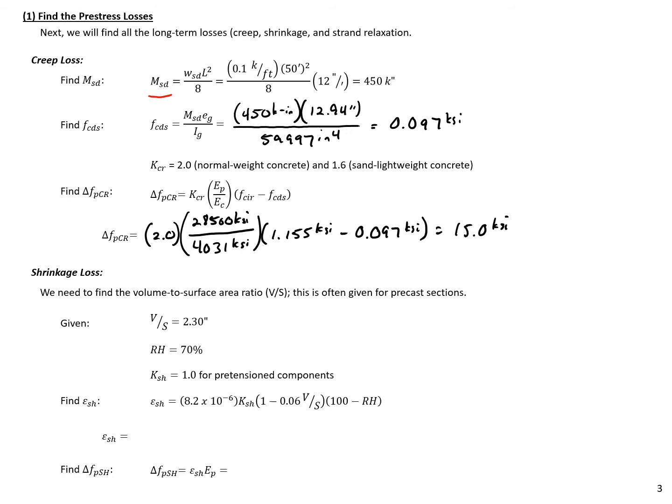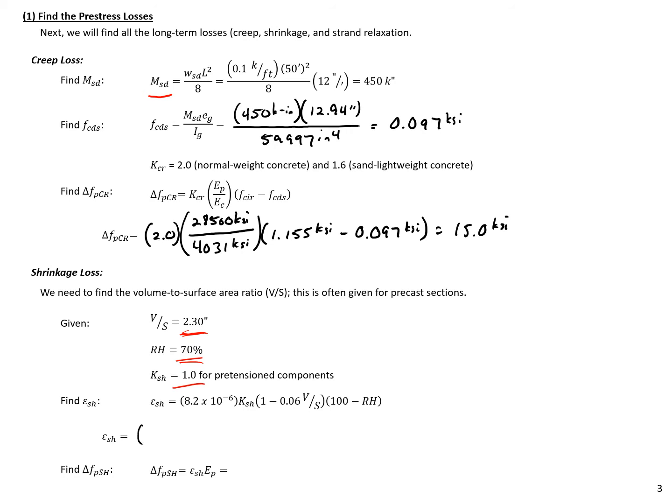Next, we can find our loss due to shrinkage. To do this, we'll need our volume to surface area ratio and relative humidity. The volume to surface area ratio was given for the section, and that's a given property in the PCI Design Handbook. And the relative humidity we would determine based on the location of our structure. So that was given in this project as 70% as well. The K shrinkage for pre-tension components is going to be equal to 1. But using our volume to surface area ratio and relative humidity, we can calculate our shrinkage strain.